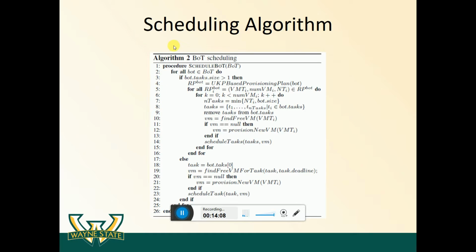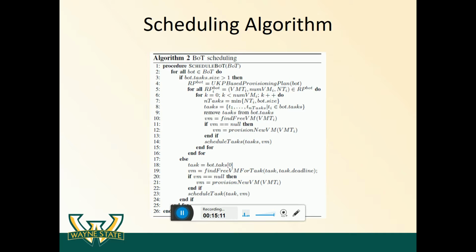This reflects the BOT scheduling. As we can see, the set of bags of pipelines can be done as line 2 selects and runs for each BOT. Line 3 checks if the task size is greater than 1. Line 4 decides the allocation of VMs. Line 5 selects and runs for every type of VM. Line 6 selects and runs for every VM of a particular type. Line 7 finds the minimum number of tasks. Line 8 schedules tasks in parallel. Line 9 removes the BOT task, while in line 10 we allocate a free VM.